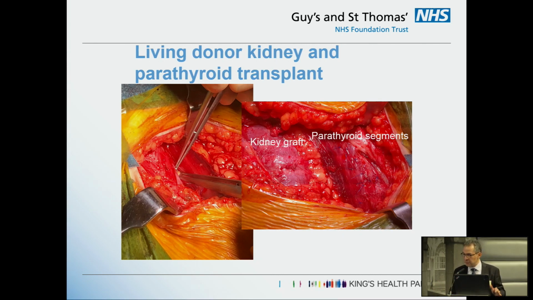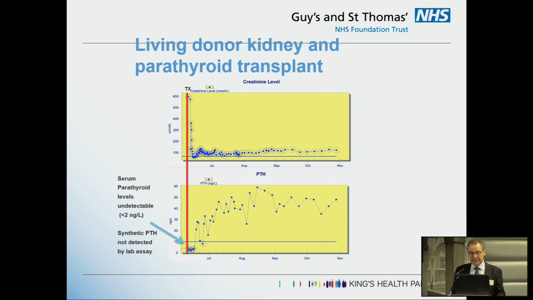But of course, it doesn't happen quickly, so you keep an eye on the PTH every day, hoping that it will start going up. And you can see the creatinine did come down very nicely at the beginning, and then after a few days, the PTH started going up. Because of the synthetic PTH not being picked up by the assay of the lab, you can just pick up the natural PTH when it appears, as you can see here at the bottom graph.